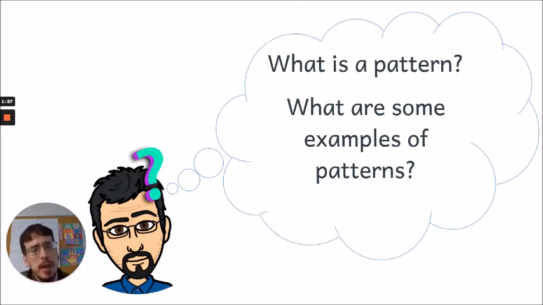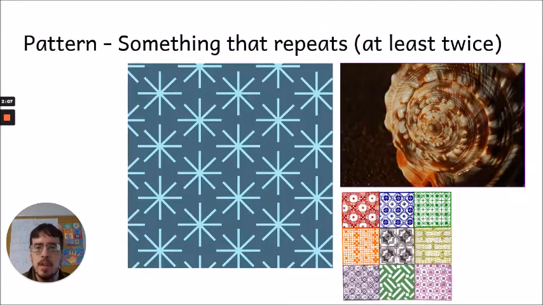So what is a pattern? Think about that and think about what are some examples of patterns. A pattern, really simple definition, is just something that repeats at least twice. If it just repeats once and stops, it's not necessarily a pattern, but if it repeats twice or more, it's a pattern.